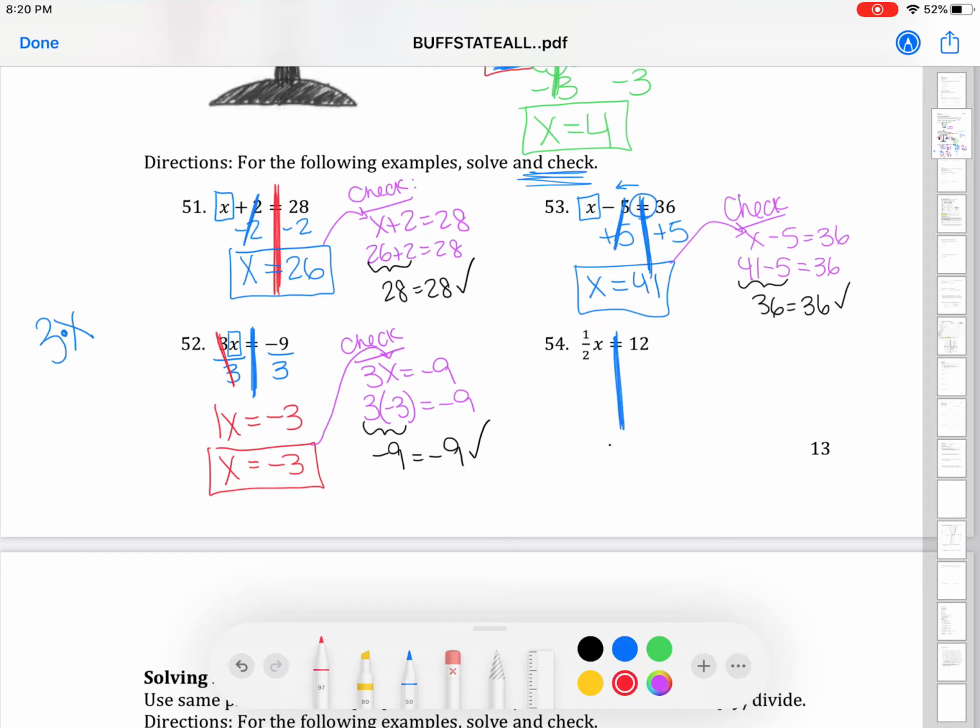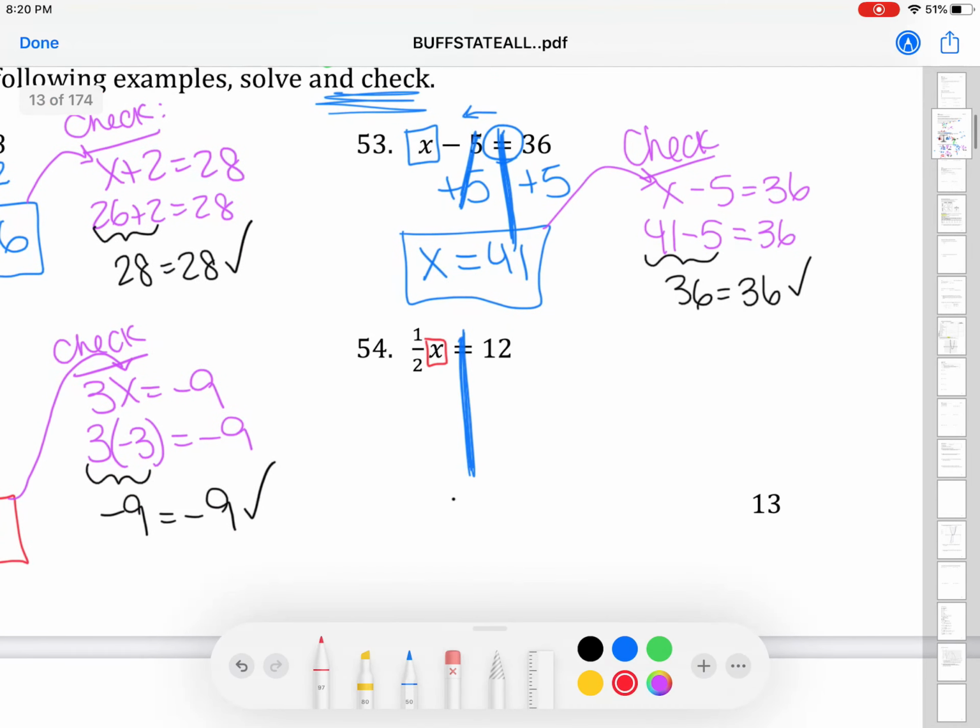All right, last one is a little bit tougher because of the fraction. I will tell you, you're not going to deal with a lot of fractions in this course, but I definitely want to show you a couple of them. So over here, again, we're trying to get x by itself, but we have 1/2 in front of it. So technically, x is being multiplied by 1/2, and the opposite of multiplying is division. But we don't divide by 1/2. That just looks ugly. It's just not something that we do.